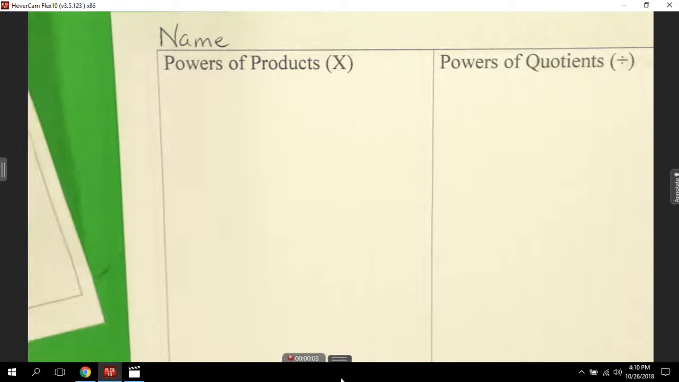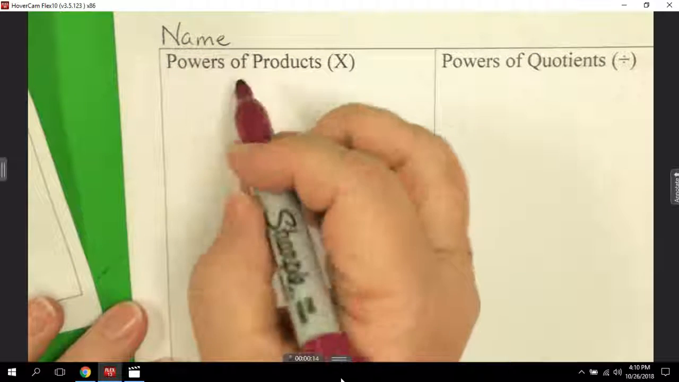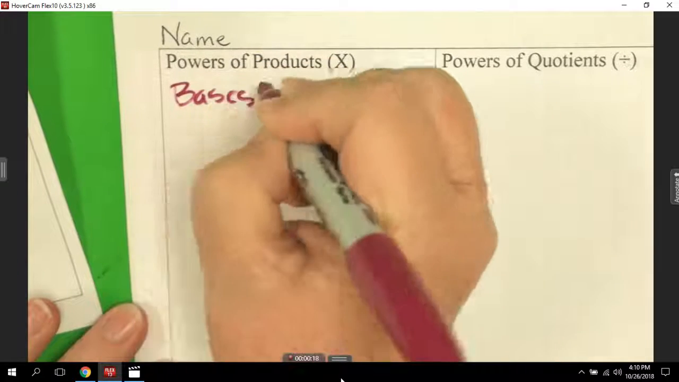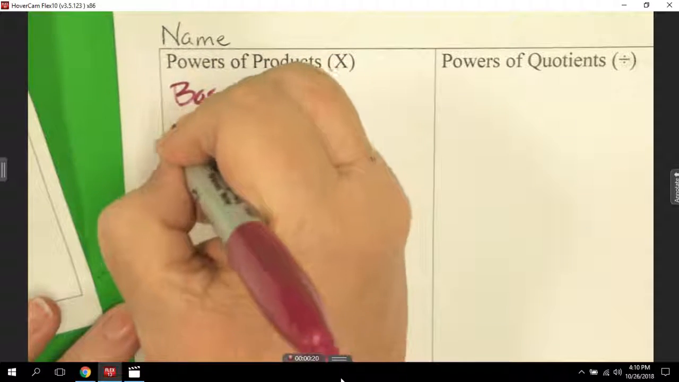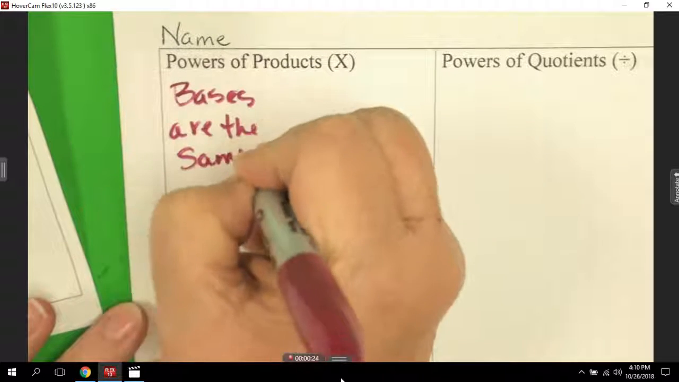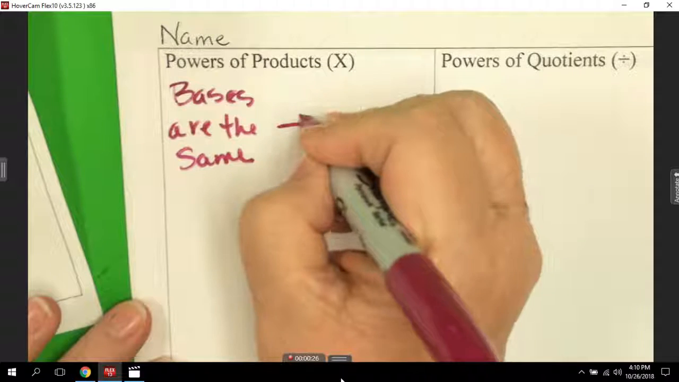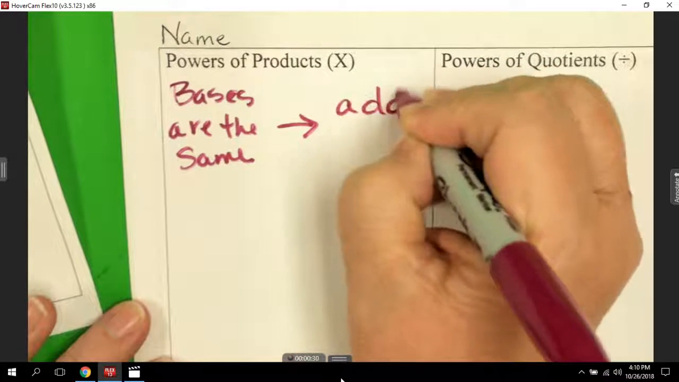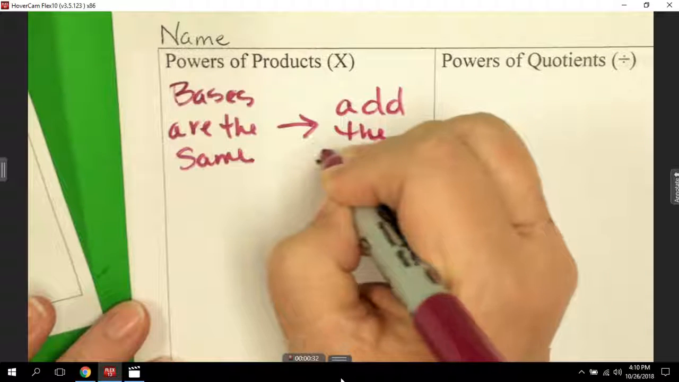Alright, today we're going to review the skills that we went over on 9-3, and that was power of products, which is multiplication, and power of quotients, which is division. When the bases are the same, we can add the exponents.